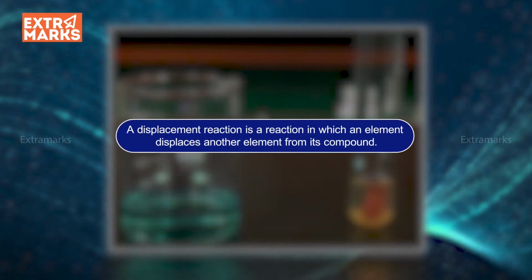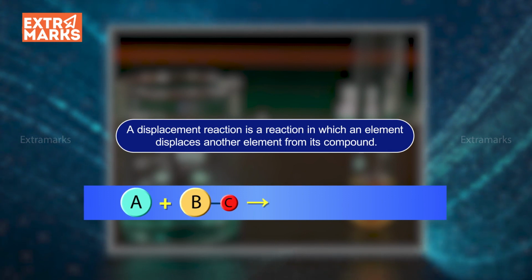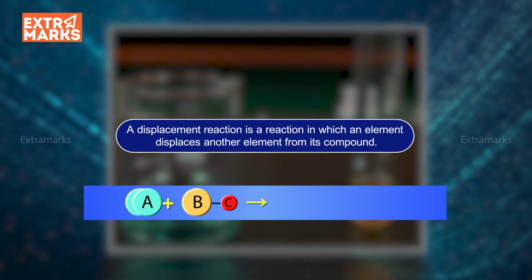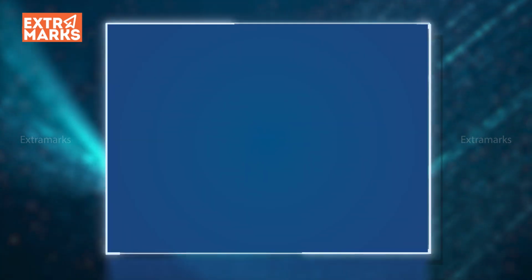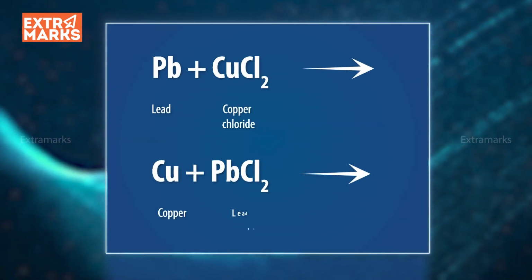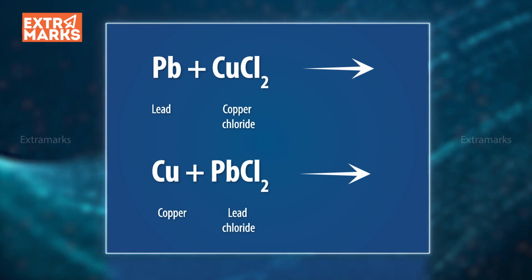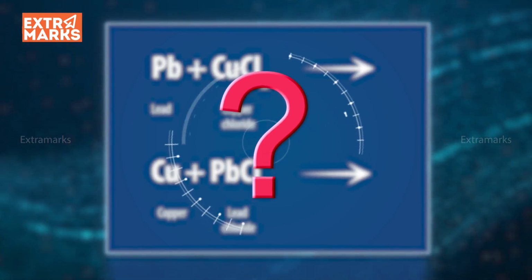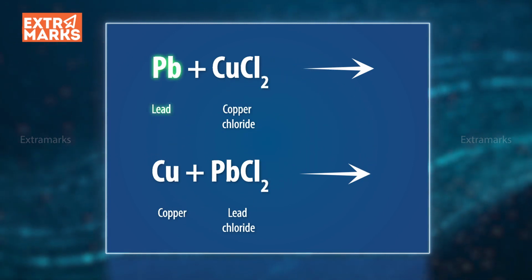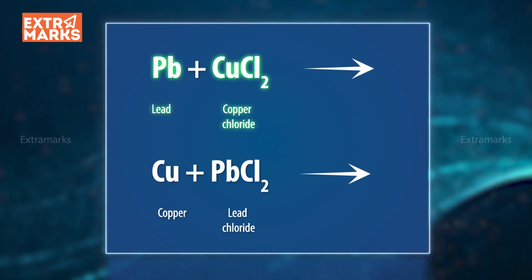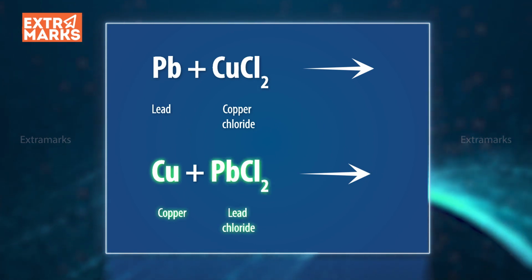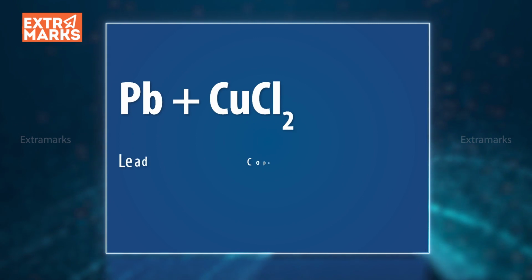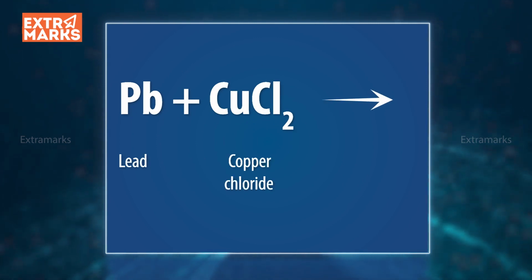So, what information can you gather from this activity? A displacement reaction is a reaction in which an element displaces another element from its compound. So, now you have understood what displacement reactions are. Can you predict which of the two reactions would occur? The first one, where lead reacts with a copper chloride solution, or the second one, where copper reacts with lead chloride solution? Out of the two reactions, the first reaction would take place.